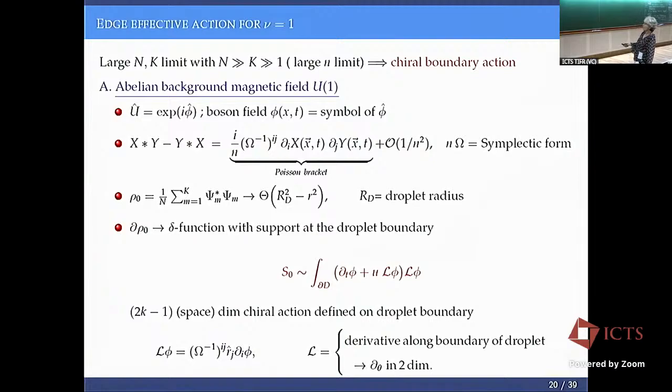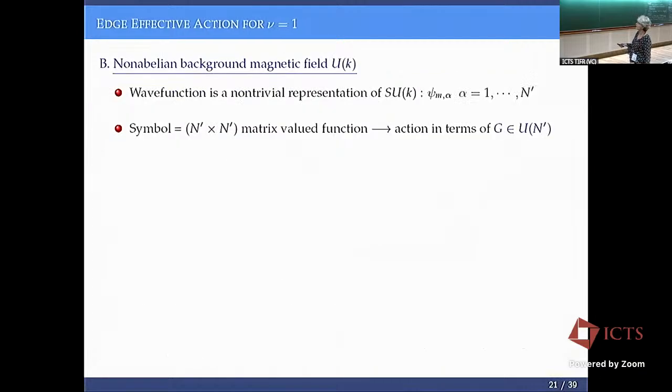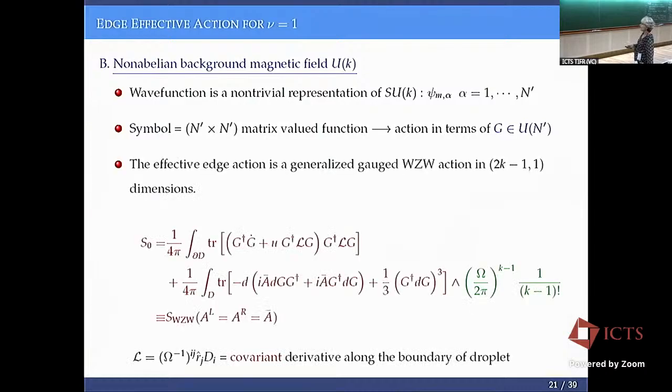This was derived when we had only an abelian magnetic field, but we can repeat it when we have non-abelian magnetic fields. So the wave function in this case is a non-trivial representation of SU(K). So there is an internal index, and the symbol is not just a function now. It is an n prime by n prime matrix valued function. So the action that we find, we can write in terms of this G, which is a U(N prime). And what we find as the effective action is essentially a generalization of the Wess-Zumino-Witten action in higher dimensions.